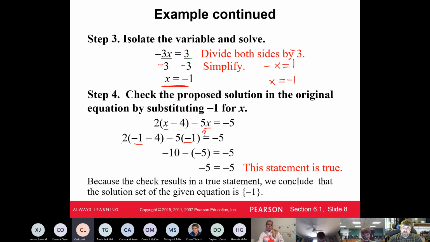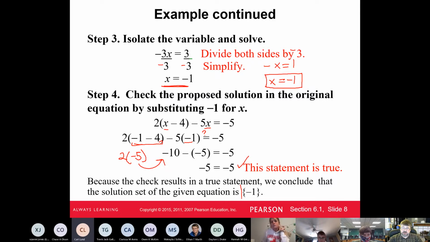And so we have 2 times, this is negative 1 minus 4, so that's 2 times negative 5. 2 times negative 5 is negative 10. Negative 10 minus negative 5 is negative 10 plus 5, which is negative 5. And yes, negative 5 equals negative 5. That statement's true. And so we can conclude that our solution is correct. It is x equals negative 1.